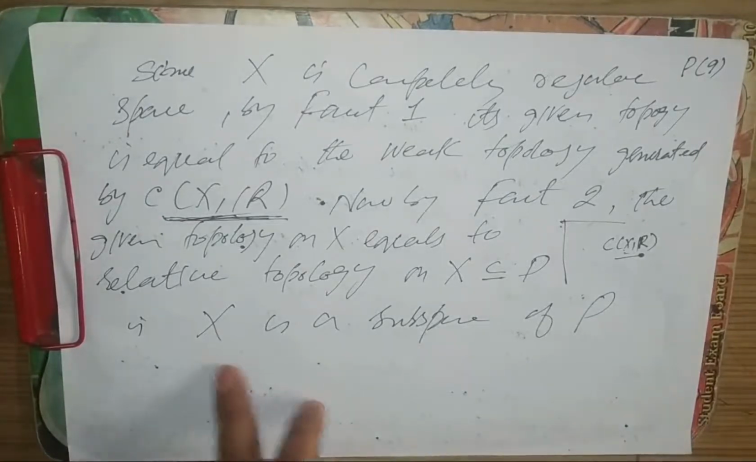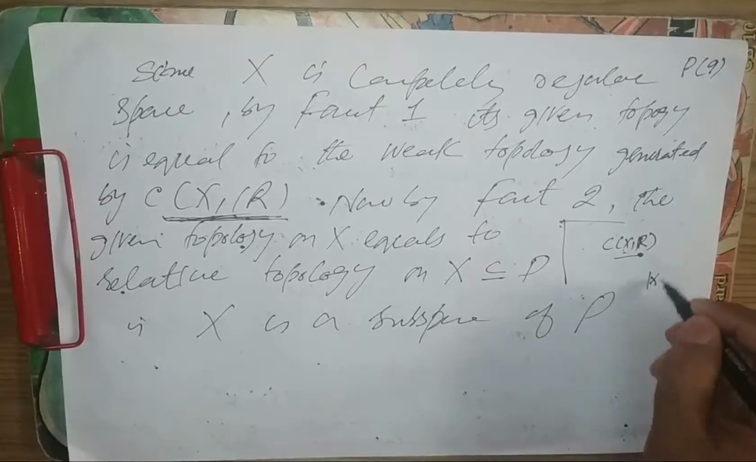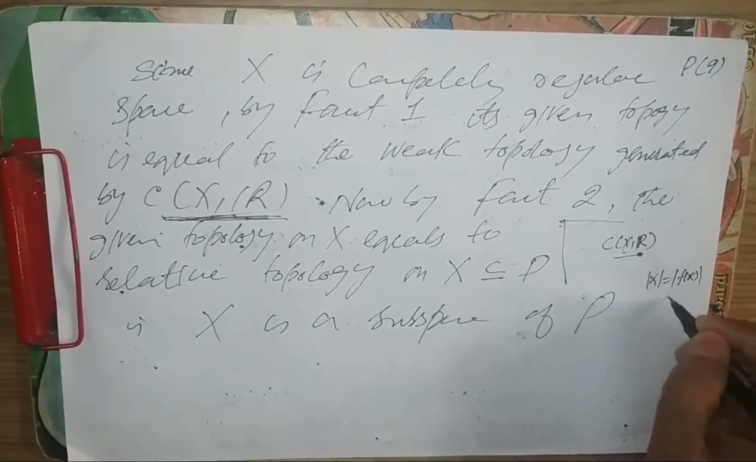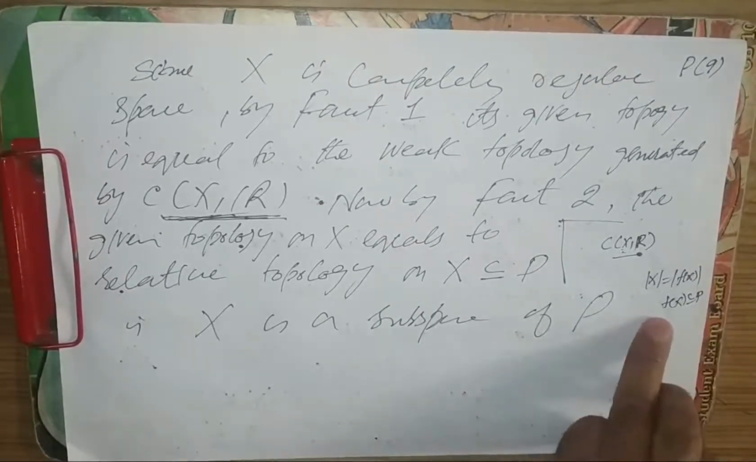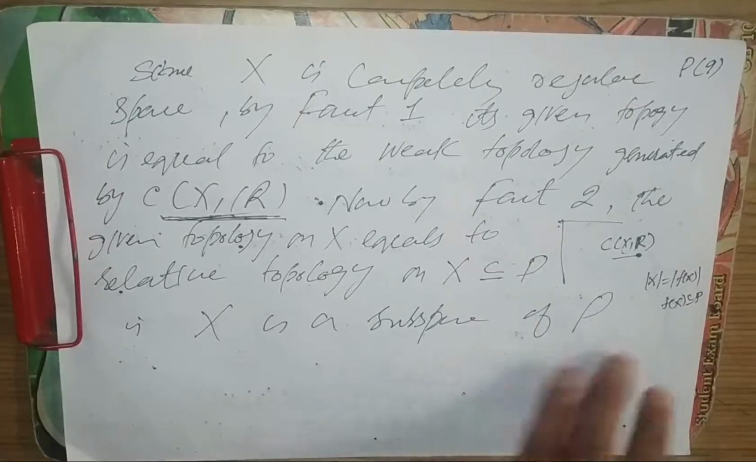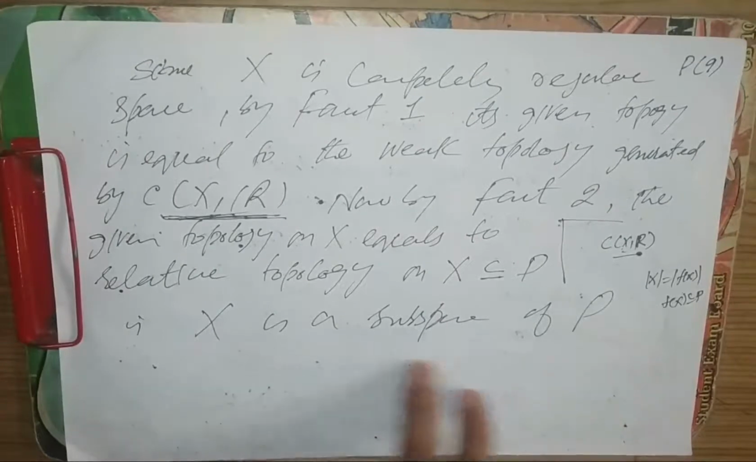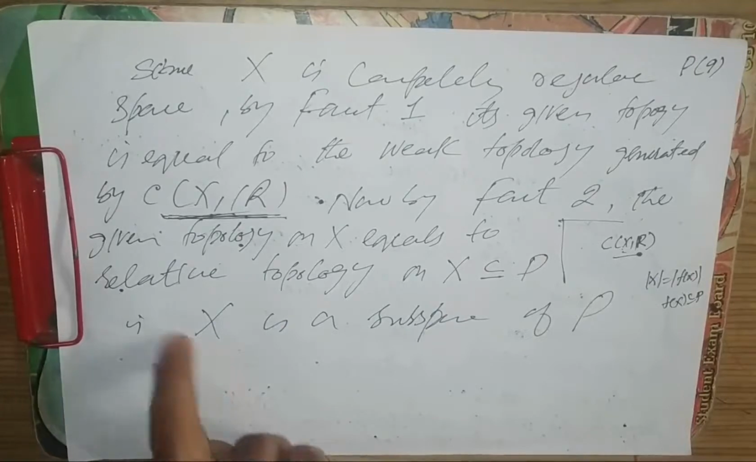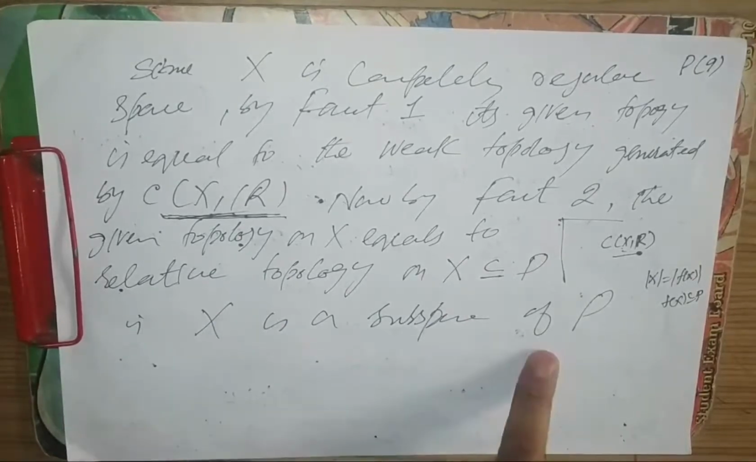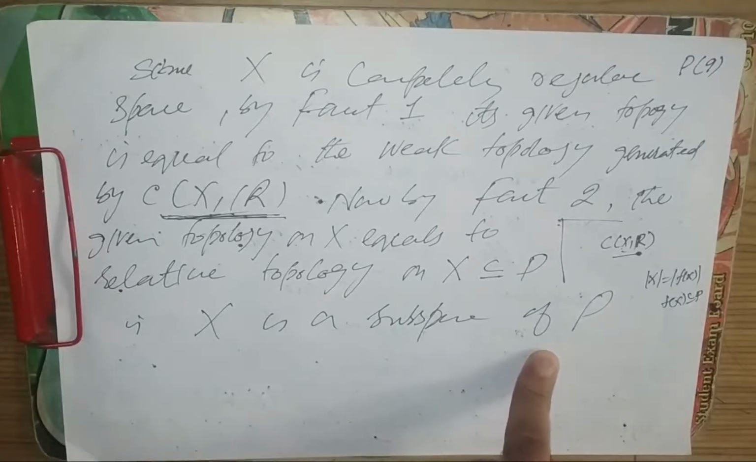First we have seen that it's a subset of P as a set, because the cardinality of X is the same as the cardinality of f of X, and f of X is a subset of P. So as a set, it's a subset. Now actually it's not only a subset of P as a set, it is also a subspace of P, because its given topology is the same as the relative topology on X. So that means X is a subspace of P.